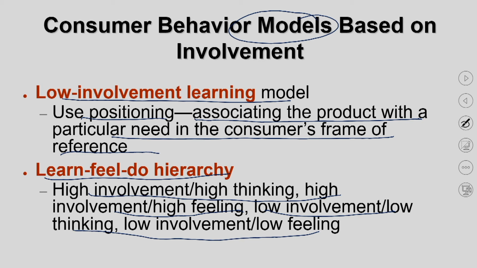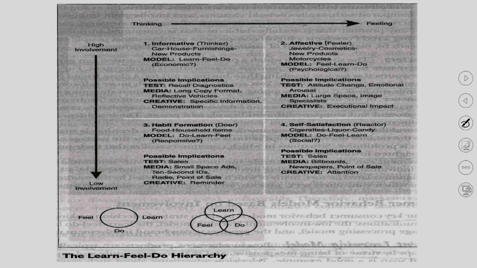What this model says is that the way you are involved with a product will decide what you learn and will also suggest or promote what you do, and this model can be explained in this way. This model can be explained on 2 dimensions. Any product can involve thinking about it or feeling about it, and this thinking and feeling can also be projected on a dimension of high involvement and low involvement. So, if a consumer is highly involved and highly thinking, he is an informative consumer, he is a thinker, and basic examples of this are car, house, furnishing, new products and so on and so forth.